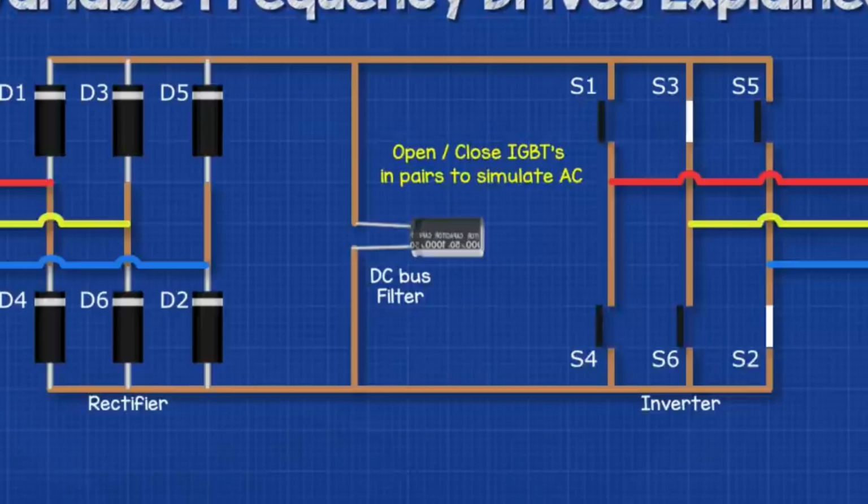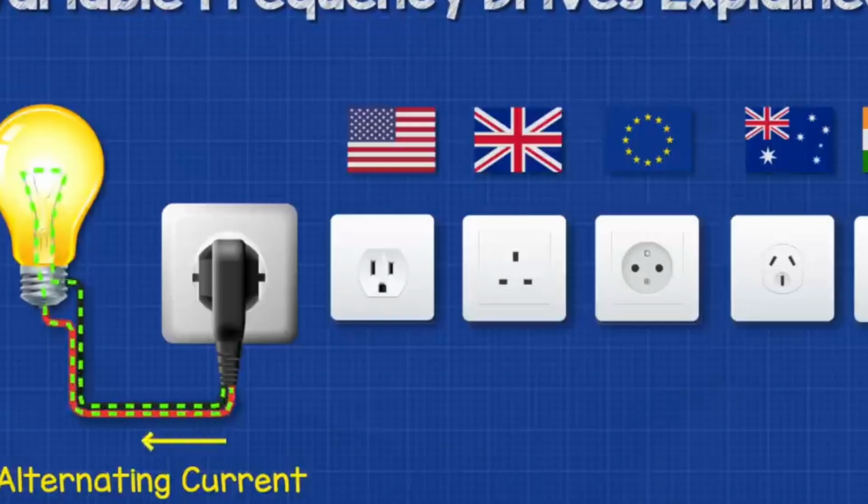To get our 3 phases, we need to open and close switches in pairs to direct the flow of current from a supply and a return path. That way the connected motor will experience alternating current. Remember, AC is where the current reverses.